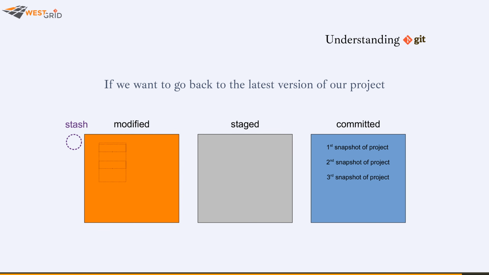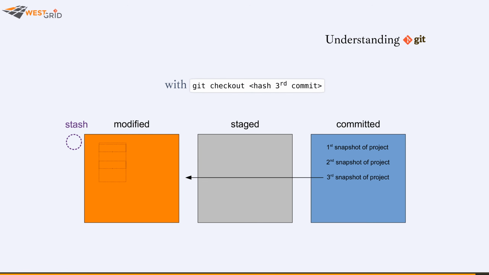Now, what if you want to go back to the latest version of your project? You've seen what you wanted to see. Now, okay, you want to go back to that third snapshot. Well, since you have a clean working tree, no problem. You check out your latest commit with git checkout hash of the third commit. Again, you can find that hash with git log. Et voilà. Now we are back.